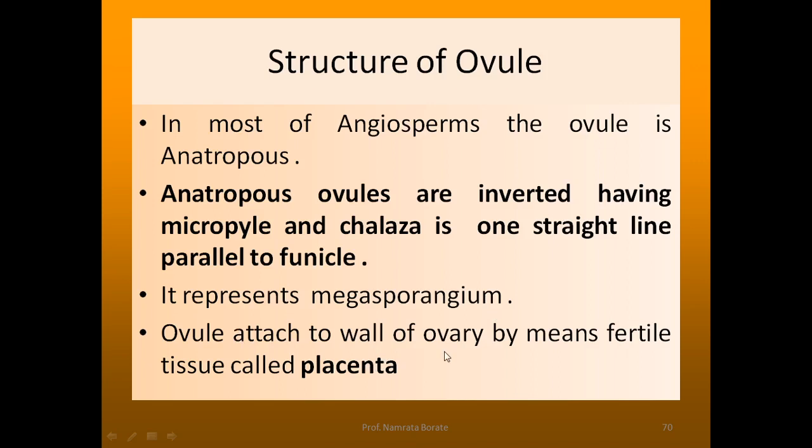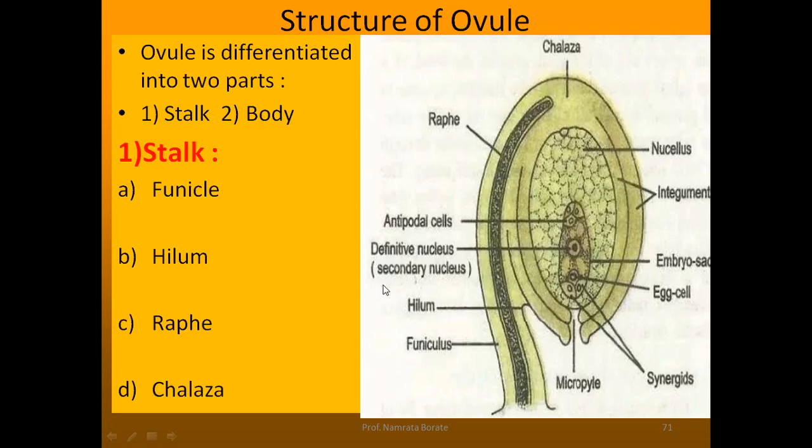The ovule is attached to the wall of the ovary by means of fertile tissue, and that fertile tissue is called the placenta. We start with the structure of ovule. The ovule is differentiated into two parts. The first part is the stalk and the second part is the body. So let's start with the first part, that is the stalk.